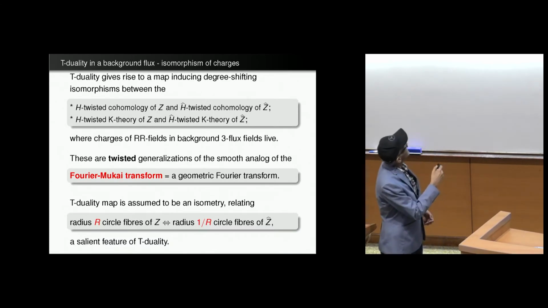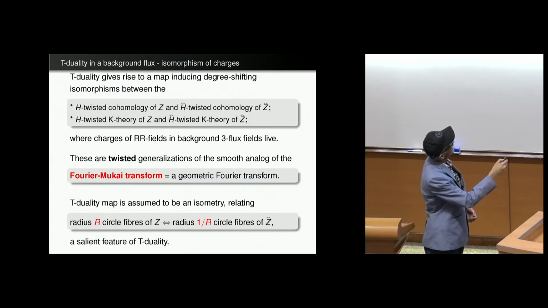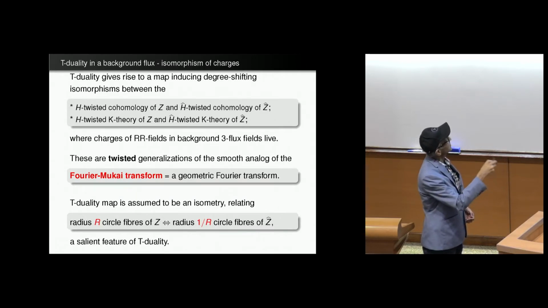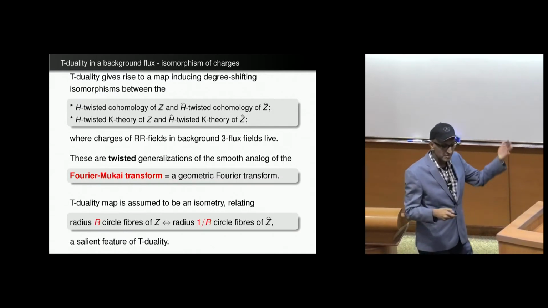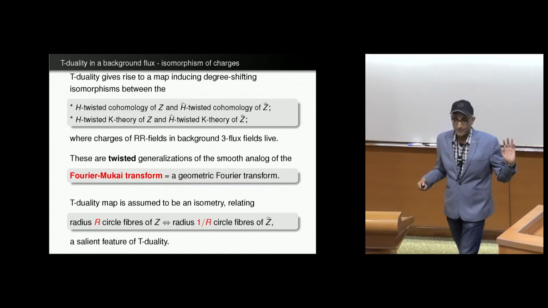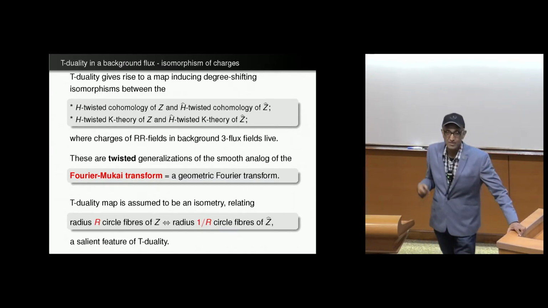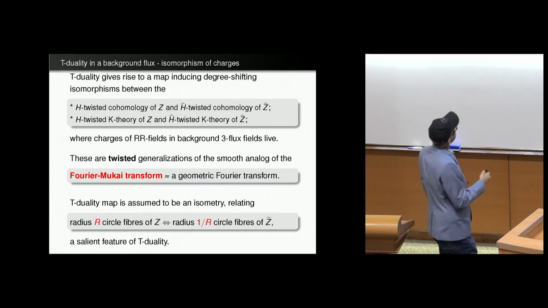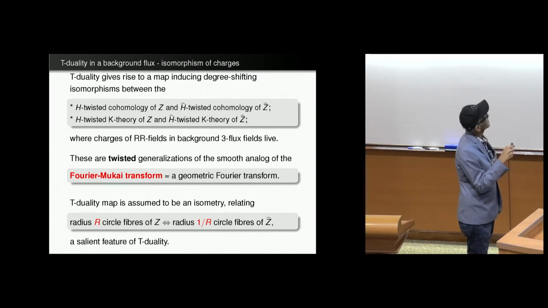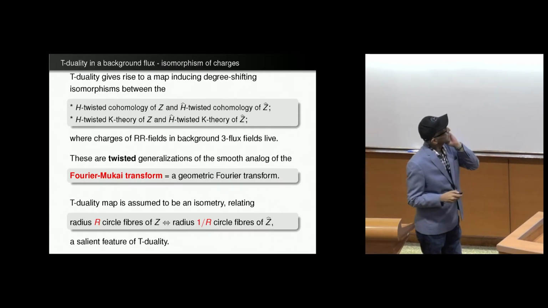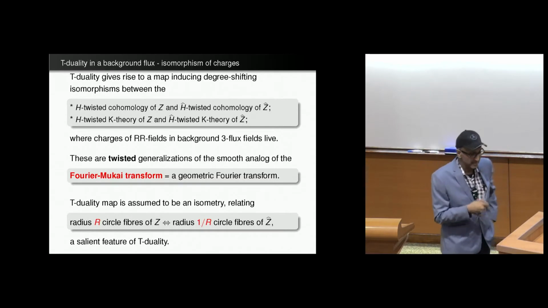So it turns out that T-duality gives isomorphisms between H-twisted cohomology of Z and H-hat twisted cohomology of Z hat. And you have a corresponding thing for K-theory. And actually, I should mention that after we wrote the paper, Gualtieri and Cavalcanti came up with the H-twisted generalized complex structures, and they showed that the H-twisted generalized complex structures of Z and the H-hat twisted ones of Z hat are also isomorphic. So these are twisted generalizations of a smooth analog of something called the Fourier-Mukai transform. I think we called it the Hori transform, but actually it is some version of the Fourier-Mukai transform, and this is just a geometric analog of the Fourier transform.